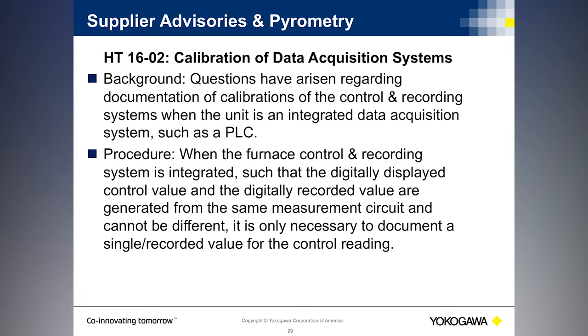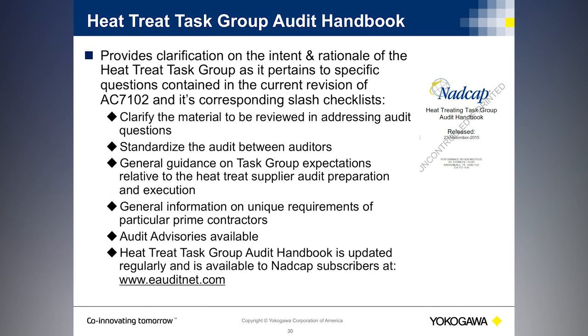I'd like to briefly touch upon the Heattreat Audit Handbook and what it means for the heat treating community, the suppliers out there. It has been written to address specific questions contained in the current revisions of the AC 7102 and helps clarify some of the audit questions. It's also standardized the audit between auditors, and it's used to standardize definitions and terms during the audit.